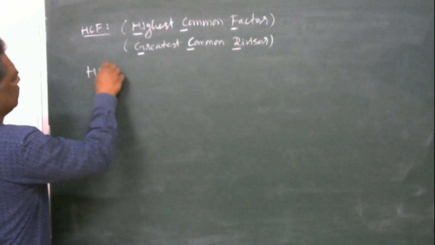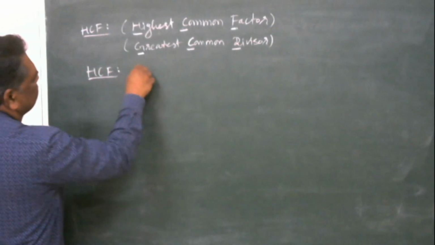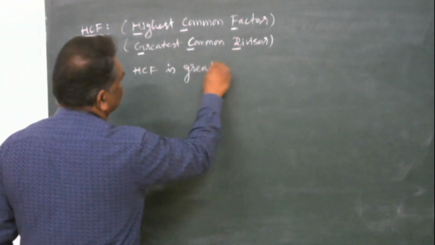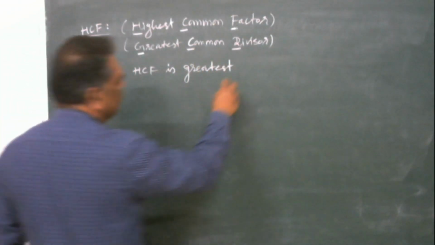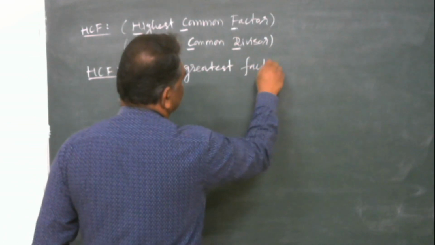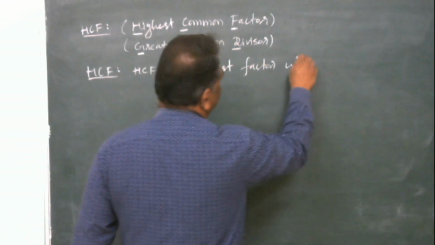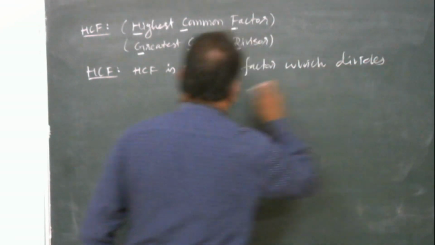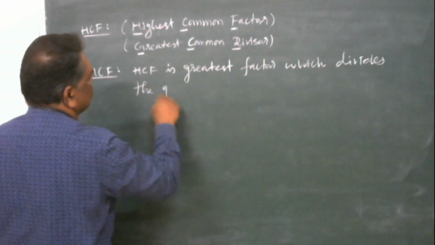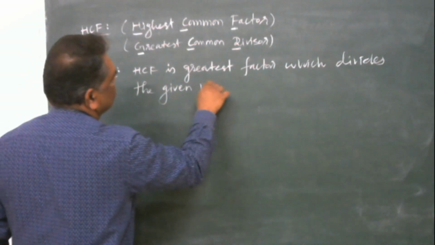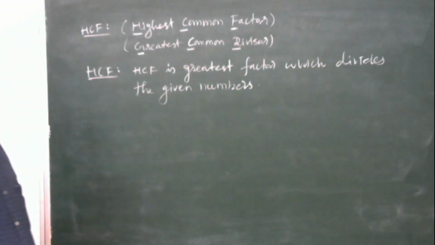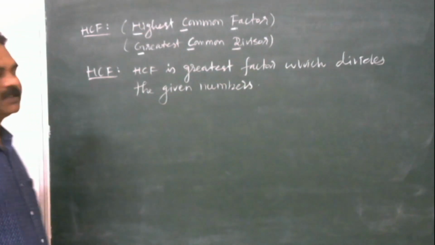So what is HCF? HCF is the greatest factor which divides the given numbers. HCF is the greatest number which divides the given numbers.